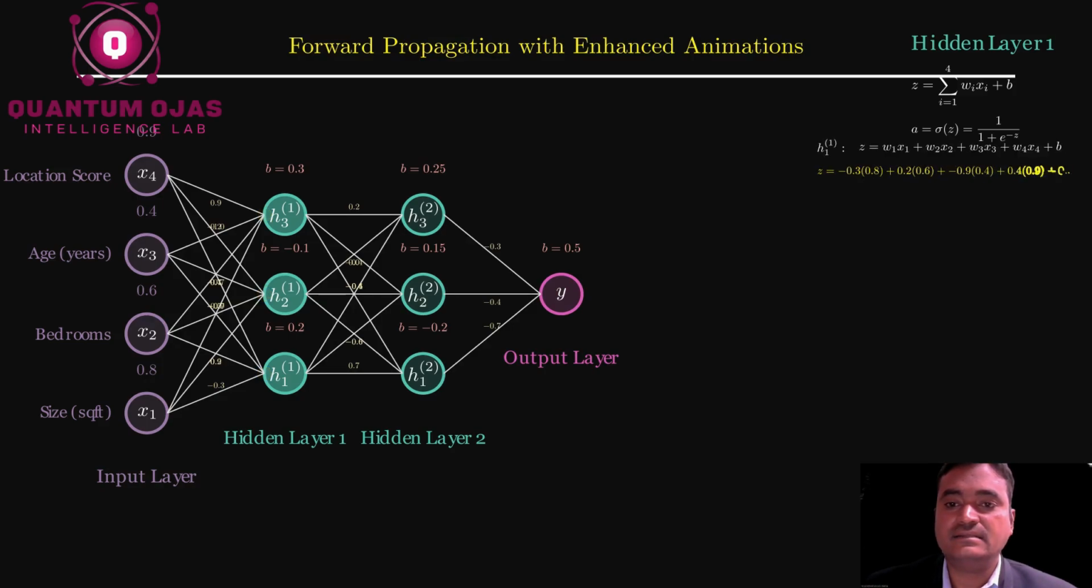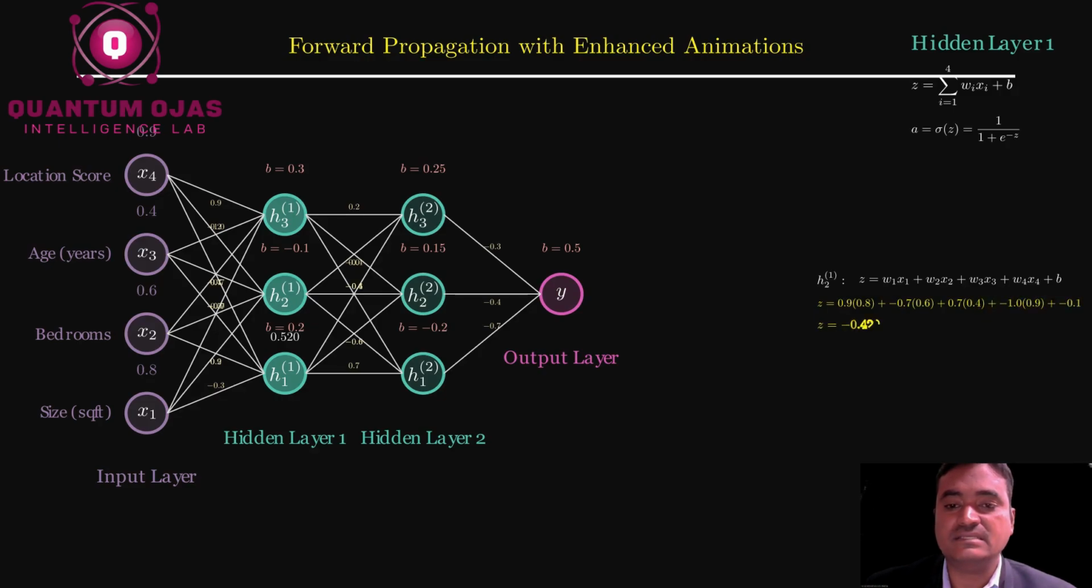Further right, another set of 3 teal circles forms our second hidden layer. This layer processes the information from the first hidden layer, creating an even deeper understanding. Finally, on the far right, we have one pink circle, our output neuron. This single neuron will give us the final prediction, whether the house price is high or low.